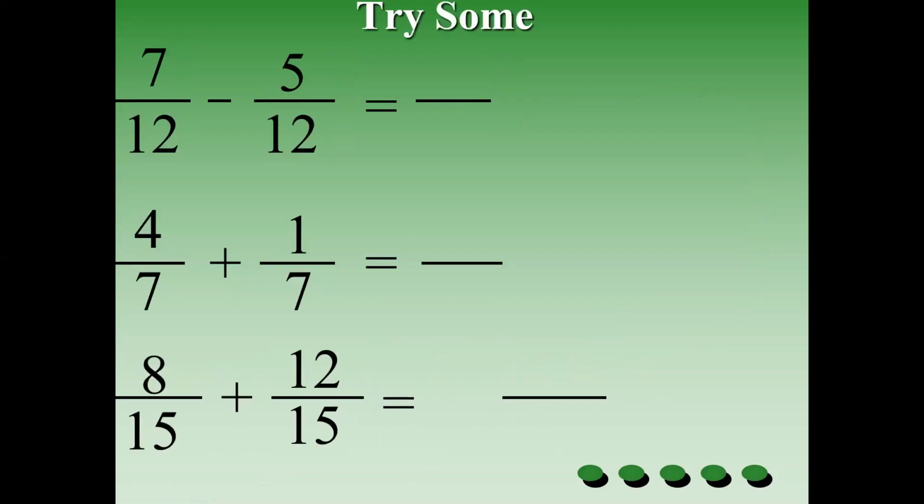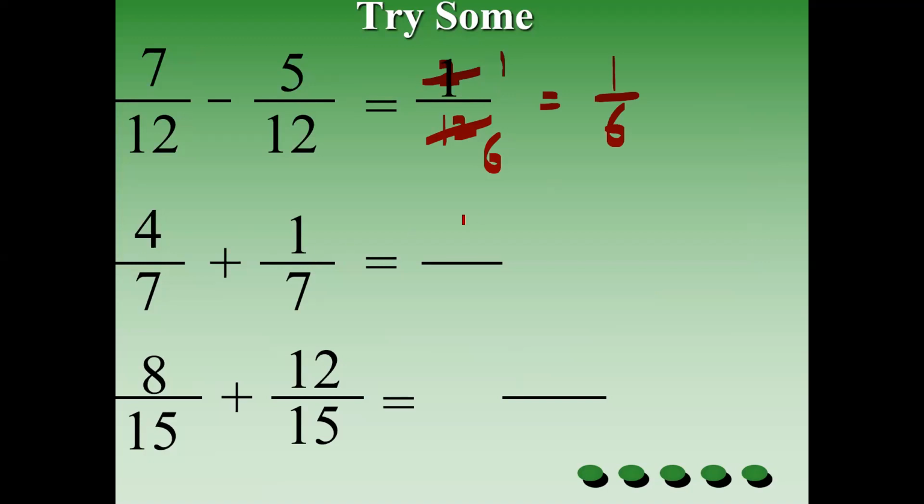Now tell me the answer of the first question. 7/12 minus 5/12. 7 minus 5 is 2, and 12. So 2/12. Now you can further reduce it. 2 ones are 2 and 2 sixes are 12. So 1/6. Now the second question.